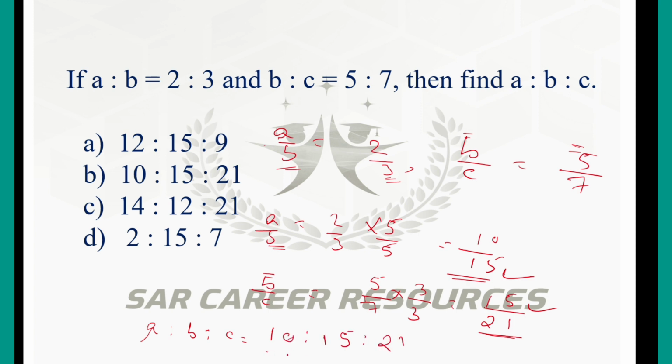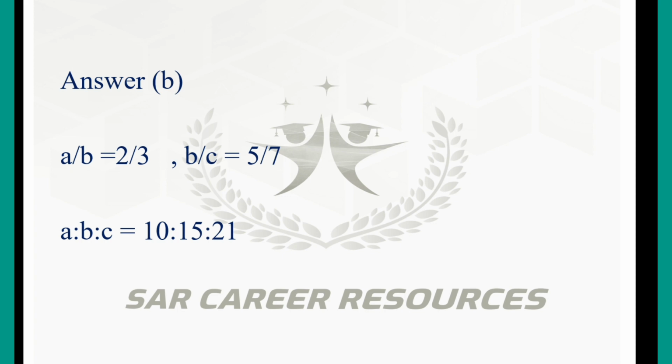Now we can see that A is to B is to C is 10 is to 15 is to 21, because the B quantity is equal now. So we can write it as a proportion, 10 is to 15 is to 21. So that's it.